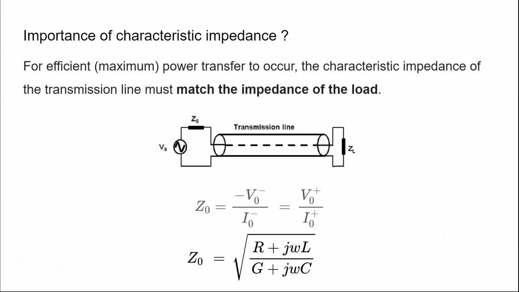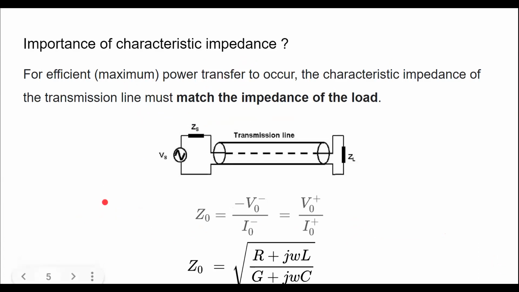Then we have to consider the characteristic impedance, right? The characteristic impedance I mentioned to you earlier gives us the notion of how much energy or power we can transfer from one point to another point in the transmission line. For efficient maximum power transfer, the characteristic impedance of the line must be considered, and it must match with the impedance of the line, right? So we need to take into consideration the impedance of the load and the impedance of the transmission line when we are designing a transmission line circuit, I mean transmission line, and when we are connecting it to a certain load.